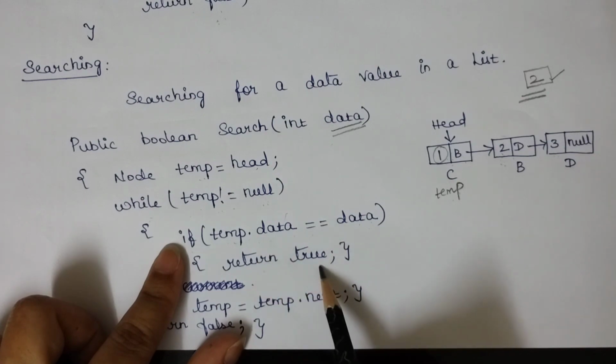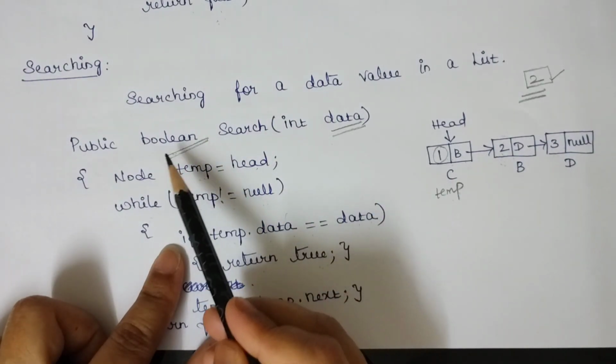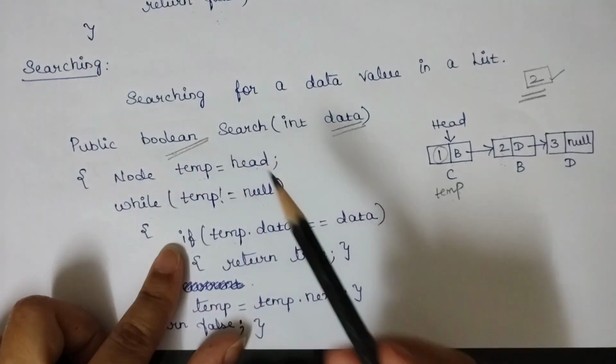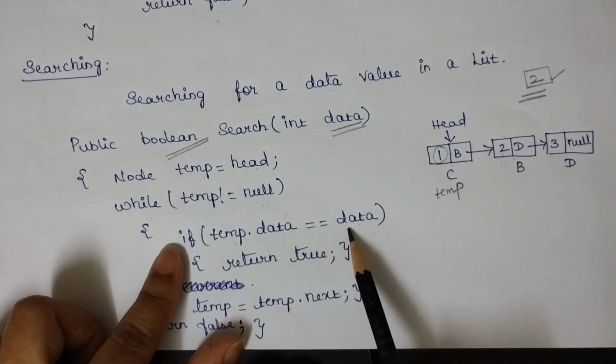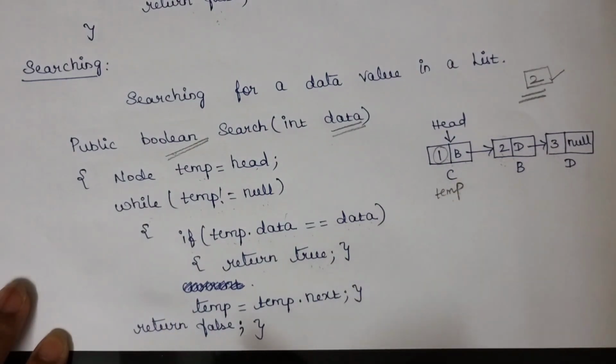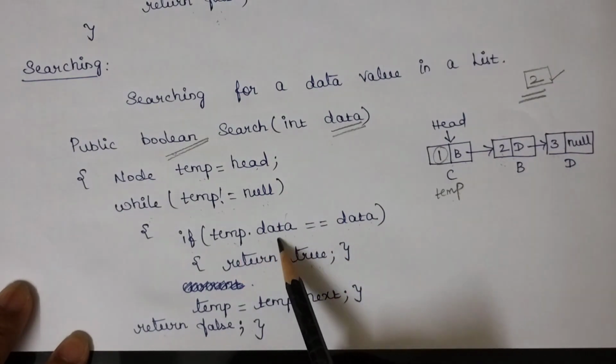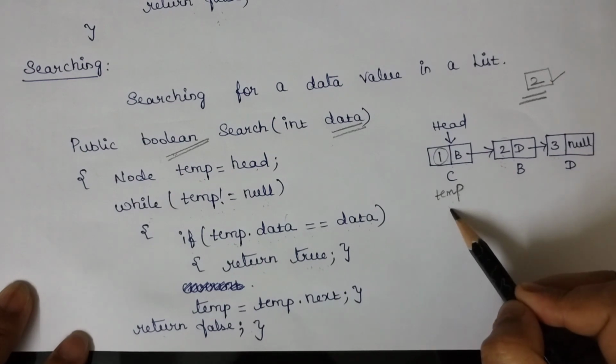Why am I returning true here? Again, what is my return type? My return type is boolean, which means I should either return true or false. So if the data is found, then I have to return true. If the data I'm searching for is not found, then at that time I will return false. So once you find the data, you will return true. Suppose the data is not present here in the first place, what will you do?